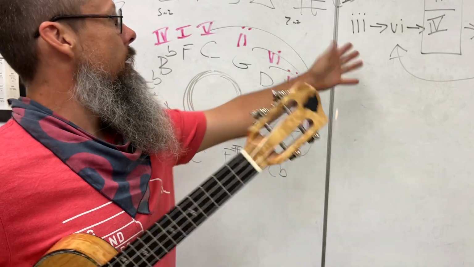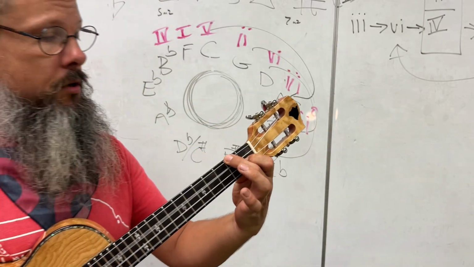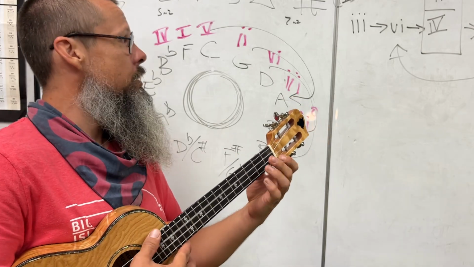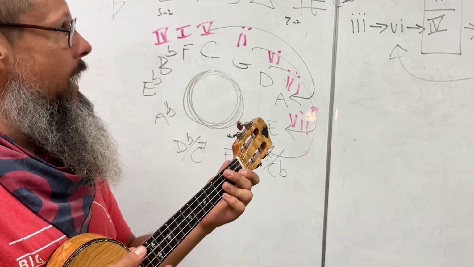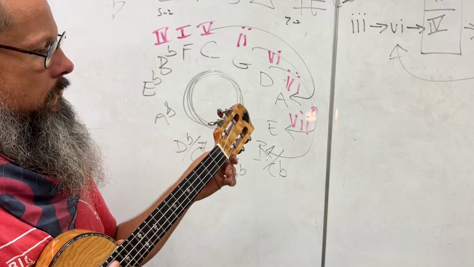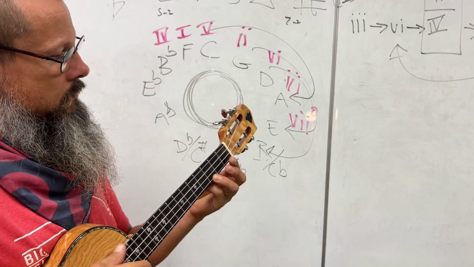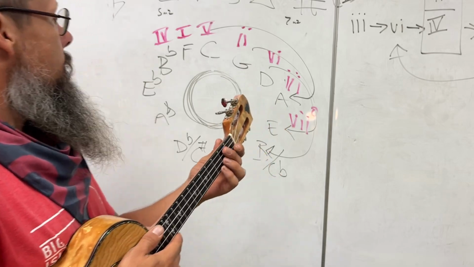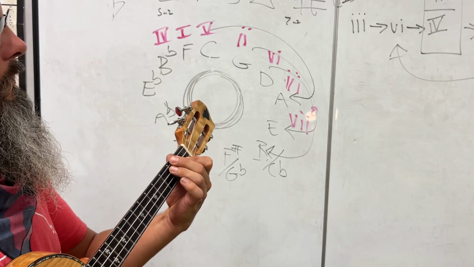So let's just take this. In the key of F, let's play a 3 chord. The chords in the key of F are F major, G minor, A minor, B flat major, C major, D minor, E diminished, F. So the 3 chord, we're going to play in A minor. A minor, which is the 3 chord, to the D minor.